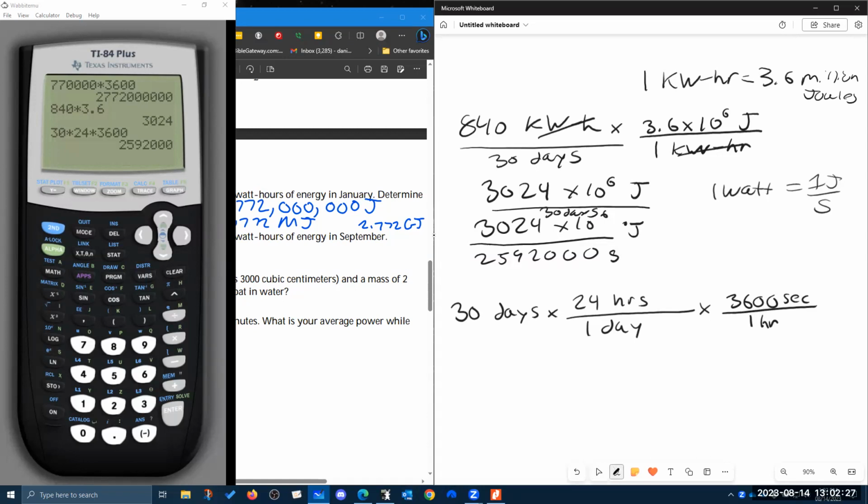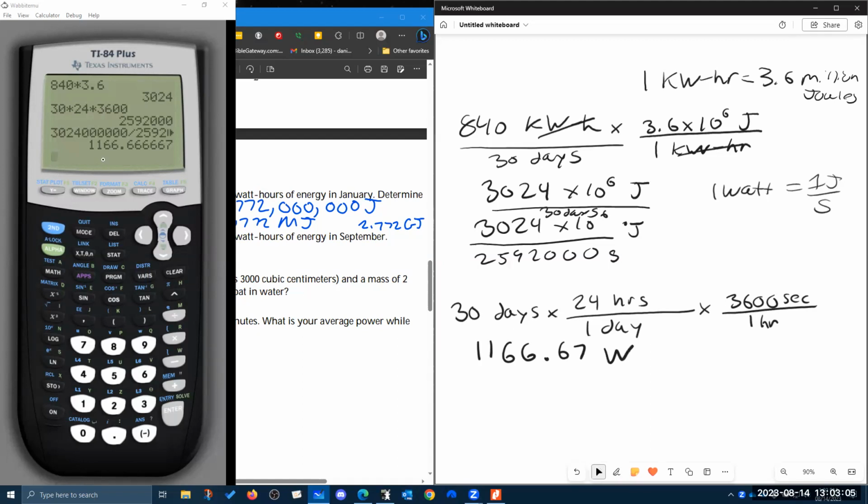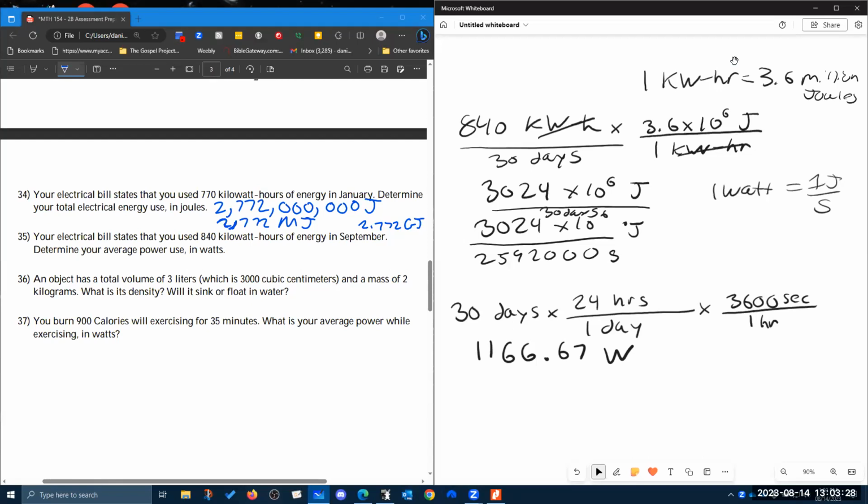And this is going to be a big number, 3024. Not a big number, but big numbers to type in. 3024 times 10 to the 6th divided by 2,592,000, and I get 1166.67 watts. That's what I get. They wanted it to 1 decimal place, so 1166.7. There we go.